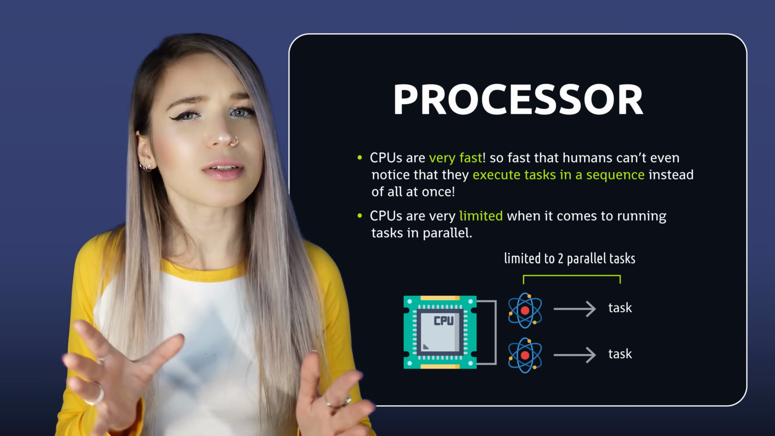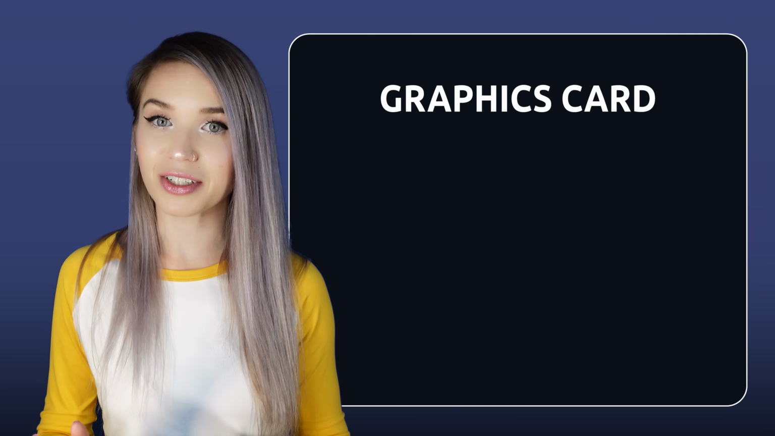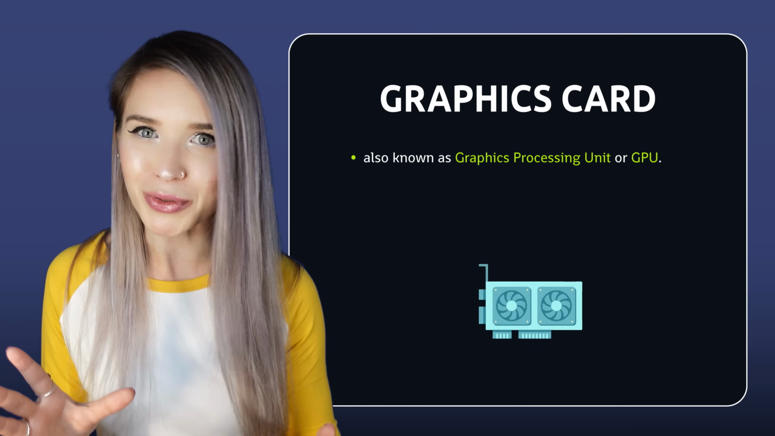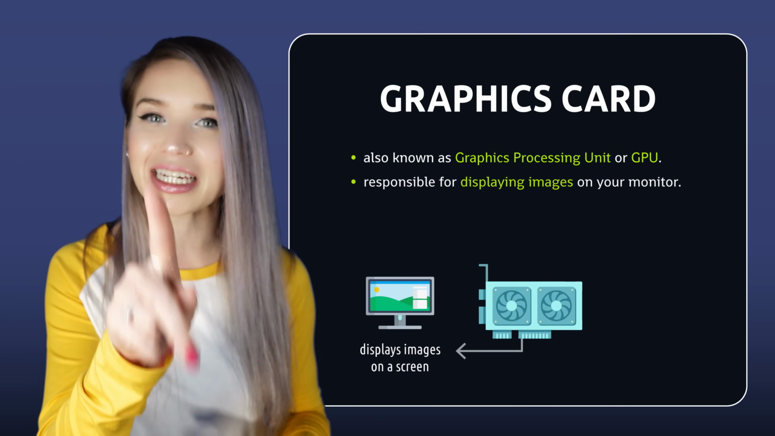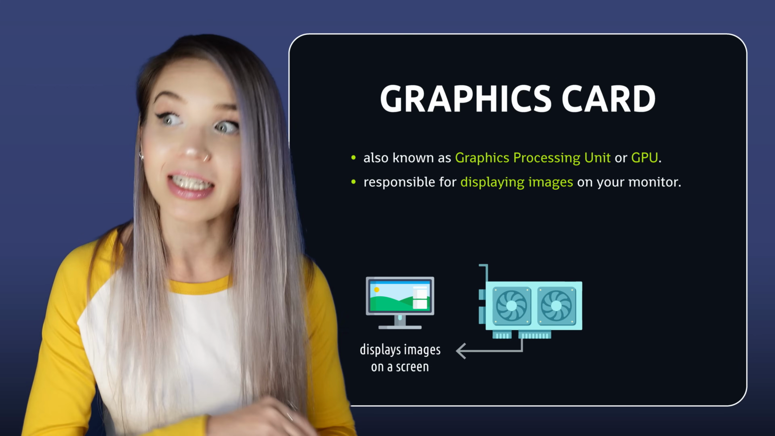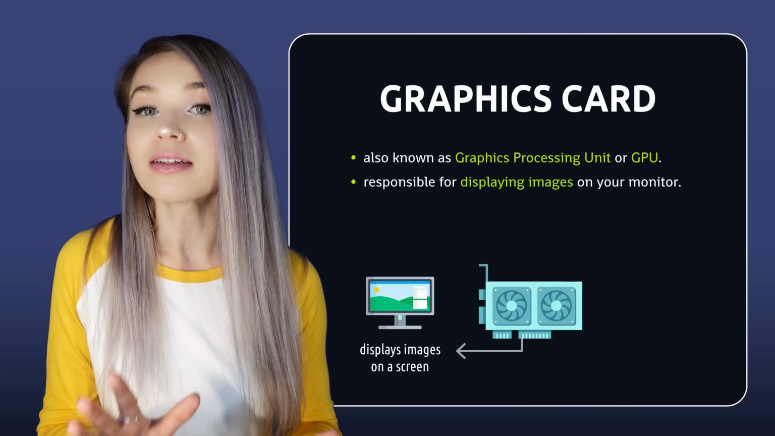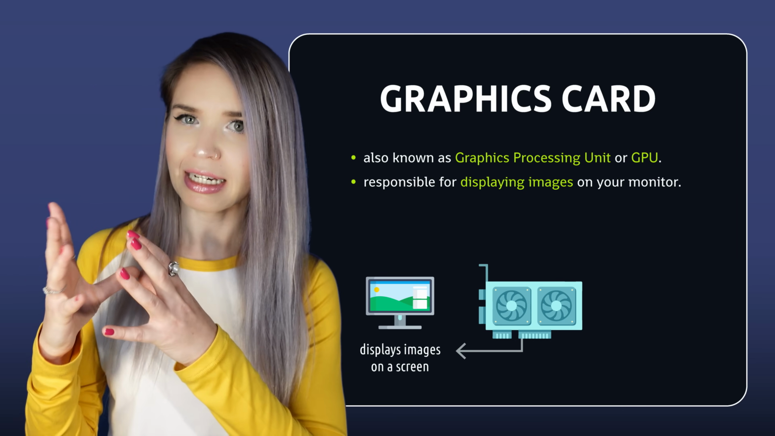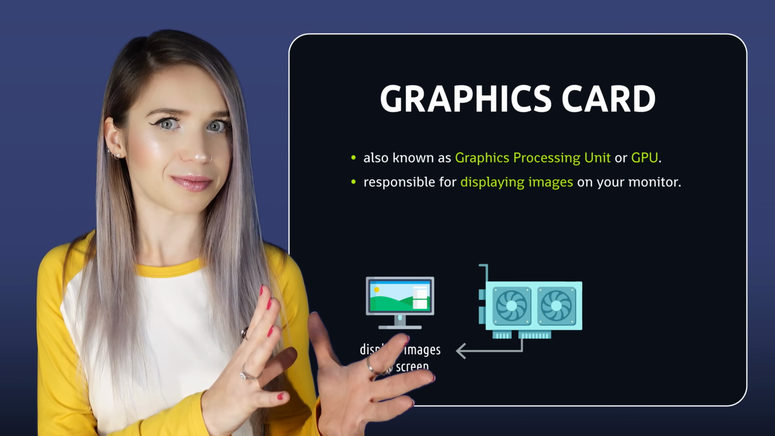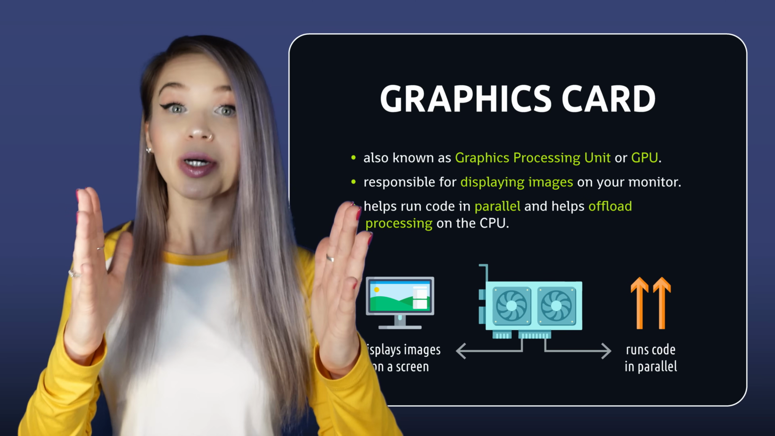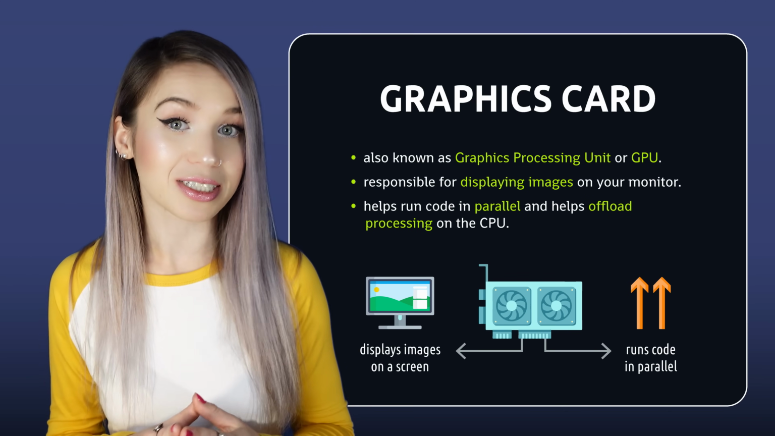But how about graphic cards? A graphics card, or a graphics processing unit, also known as GPU, is in charge of displaying images on your screen. Now, modern GPUs are extremely powerful because often they come with their very own memory and their very own processor. Now, GPUs help execute code in parallel, as well as offload processing on the CPU.